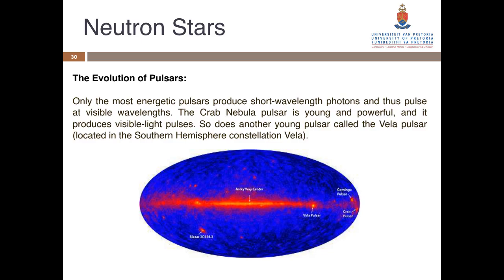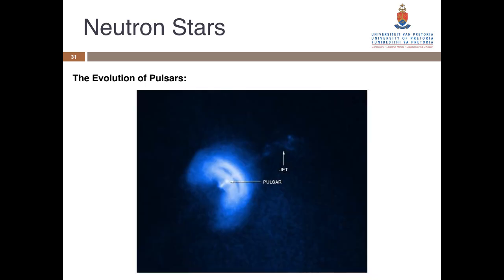So when we look at the center of our own galaxy, here is the Milky Way center, and here we can see the Crab pulsar, here we can see another pulsar, here's the Vela pulsar, and here is a blazar as well. Here we can see the nebula with the pulsar inside, and here we can see the electromagnetic beam of the rotating pulsar beaming outwards.